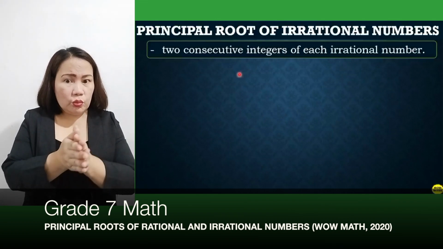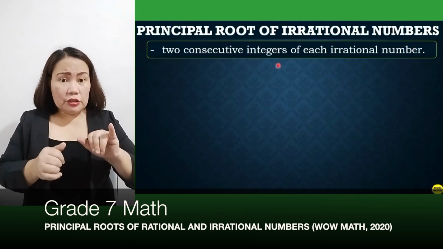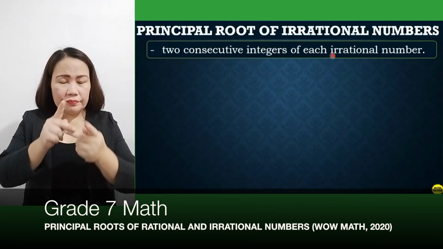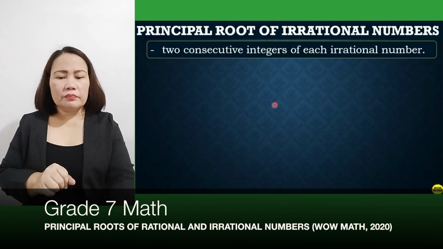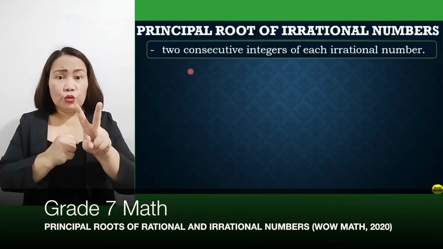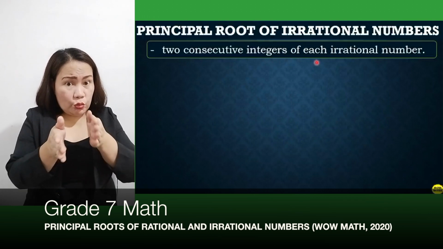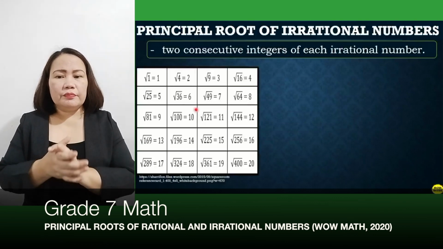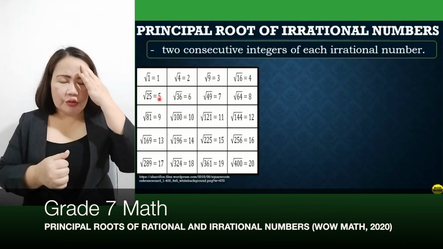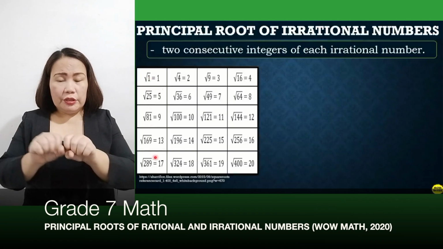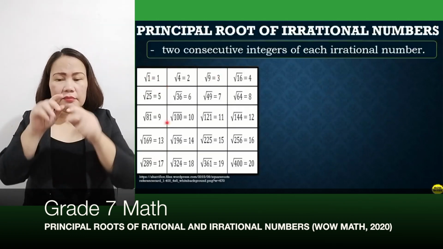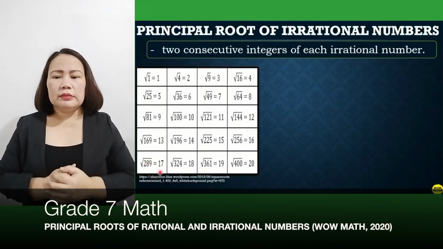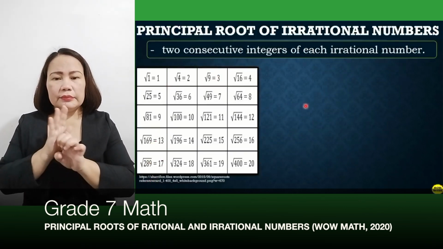So, how do we get the principal root of irrational numbers? Irrational means these are the numbers that are not perfect squares. Since they are not perfect, what will we answer? We will get the two consecutive integers of each irrational number. So, you have to familiarize yourselves with our table of square roots and perfect squares. We should be familiar with the perfect squares and their square roots. Okay, so let's have an example.